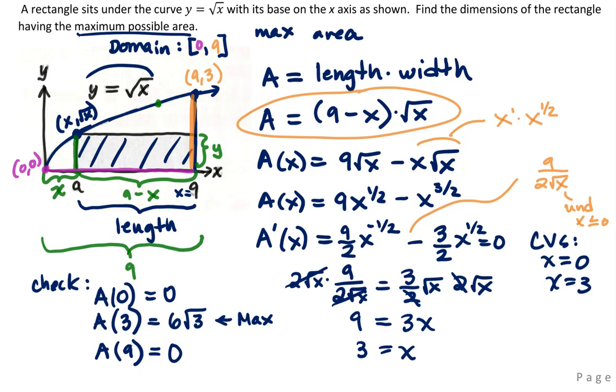After this, make sure that you go back and reread the question. I was asked for the dimensions of the biggest possible rectangle. So if I was asked what is the maximum possible area, I would say 6 root 3. Since I was asked for dimensions, I need to give the base and the height. And actually, if you're paying attention, that's what we set up right here. 9 minus x was the base, and the square root of x was the height. So the base is 9 minus 3, 6, and the height is the square root of 9, or 3. So those are my dimensions.